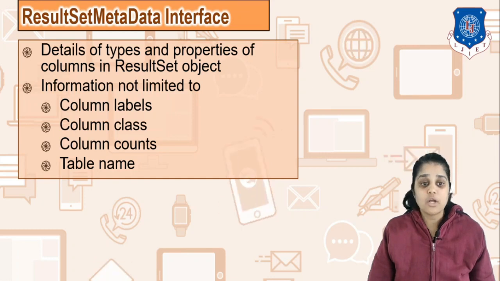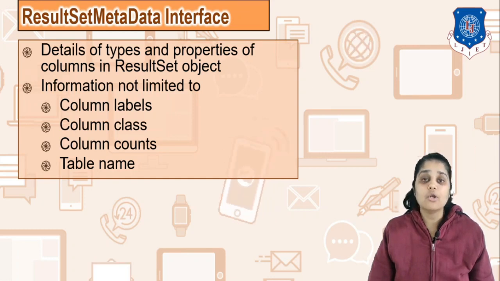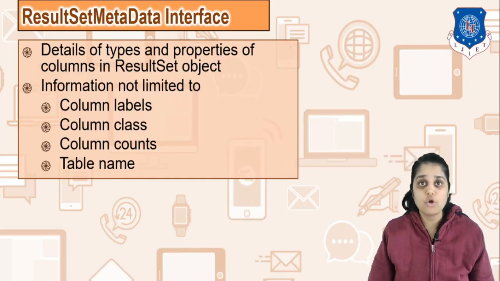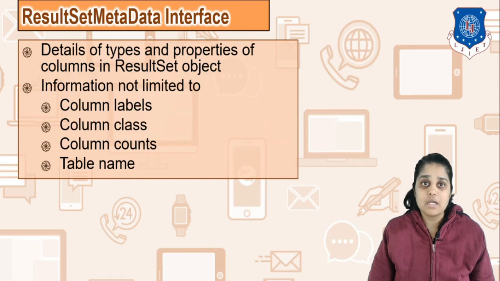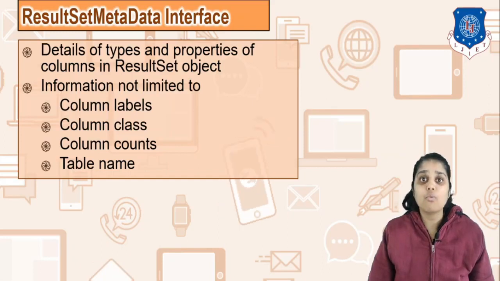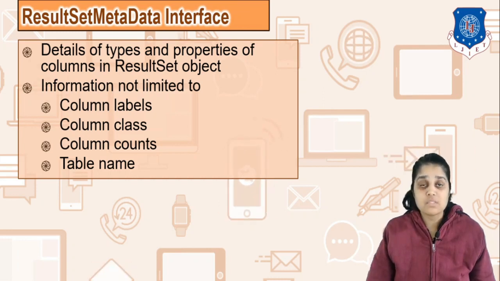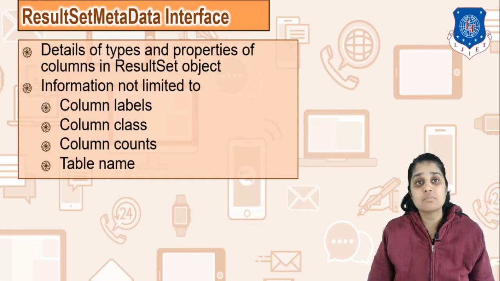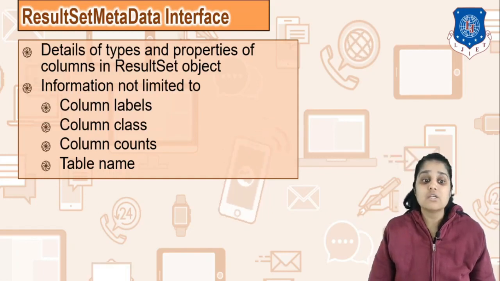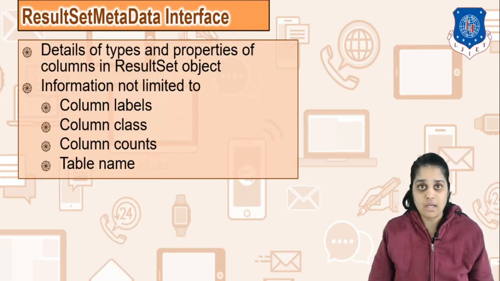So in this particular ResultSetMetaData interface, we are going to get the details, types, or properties of all the result set data retrieved from the table. In other words, whatever data is retrieved from the table in the result set, we are going to get more information regarding that data. This information can be the total number of columns retrieved from the table, the name of the table, the data type of the columns, the name of the columns, and the display label of the columns. All these things you can get through the ResultSetMetaData interface.